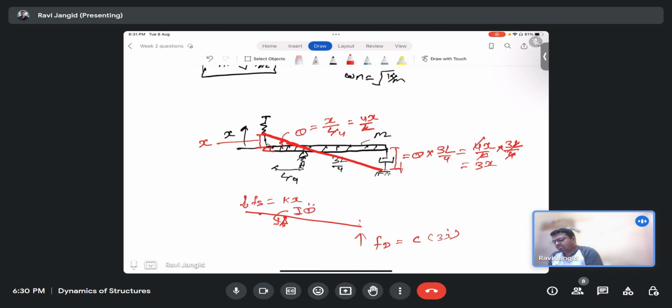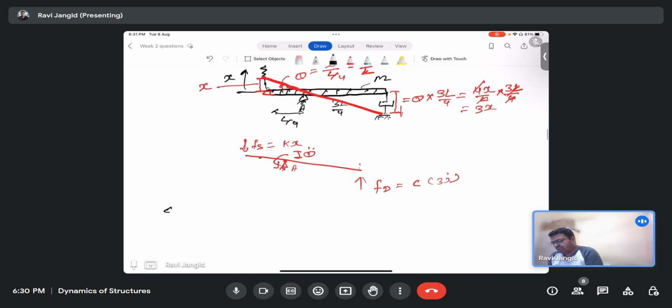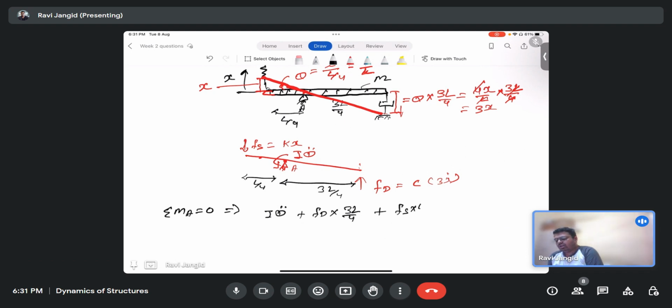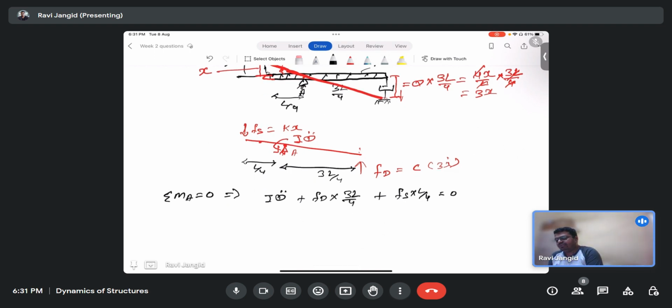Okay. So if I take moment about hinge A and equate it to 0, that length is 3l by 4, that length is l by 4, so that would become I theta double dot because it is anti-clockwise, plus Fd into 3l by 4, it is also anti-clockwise, plus Fs into l by 4, this is also anti-clockwise. I have the value of Fd, I have the value of Fs, now what is the value of I?